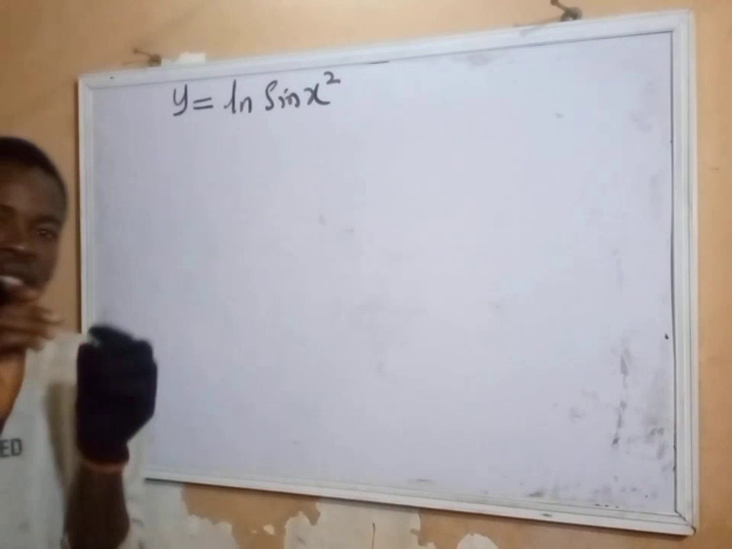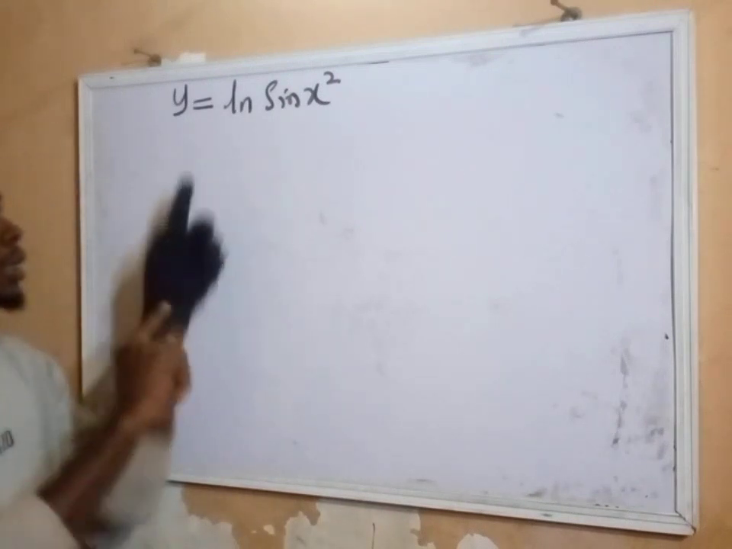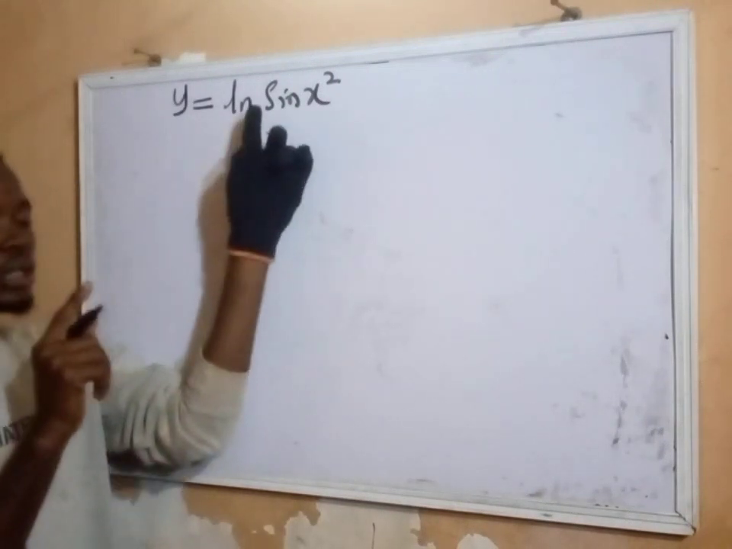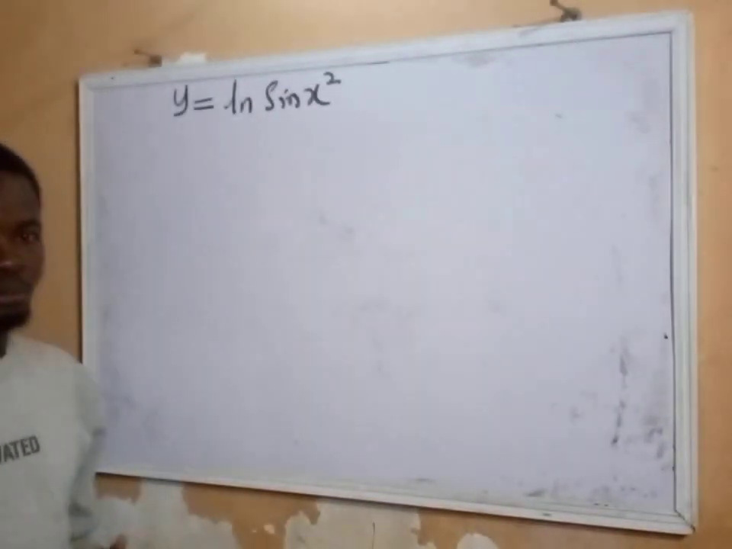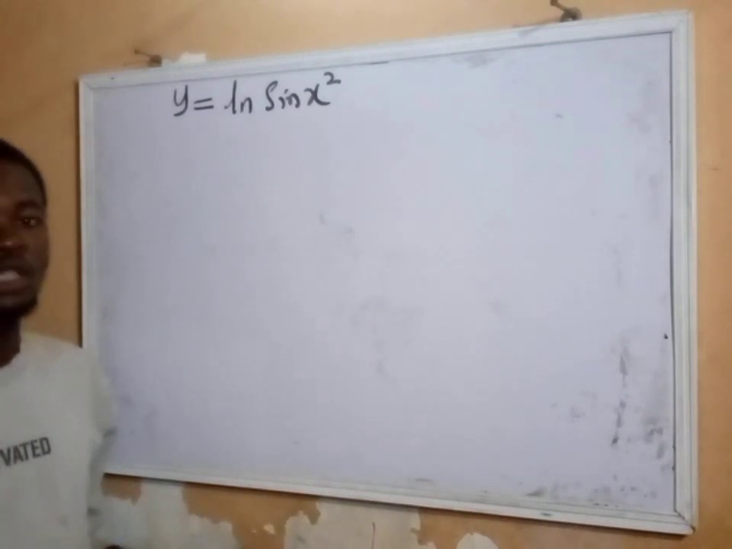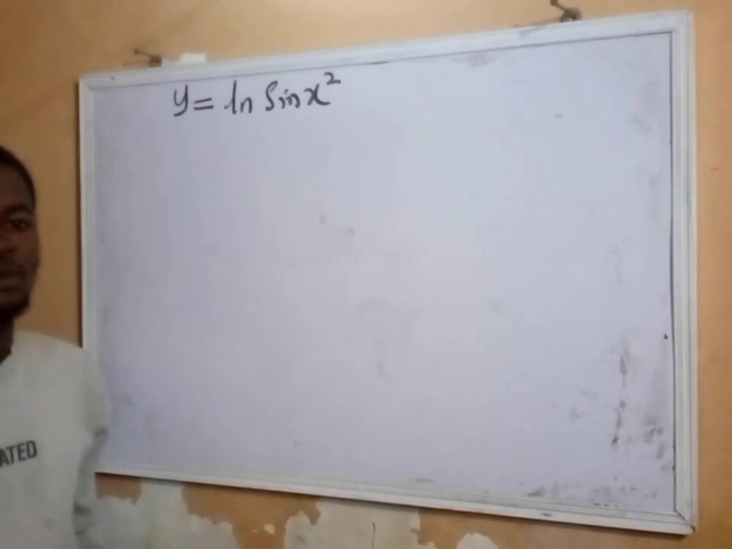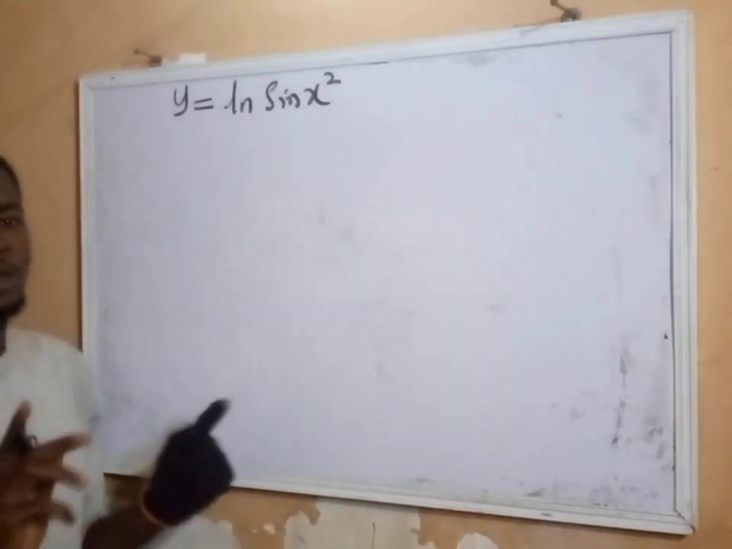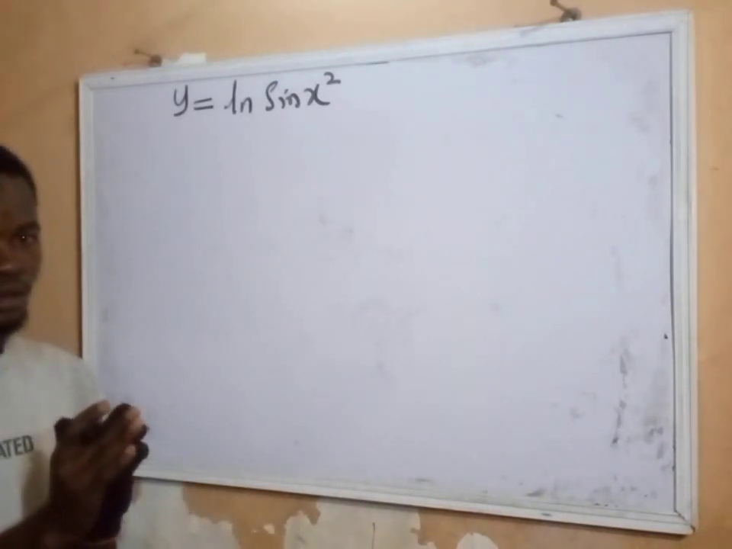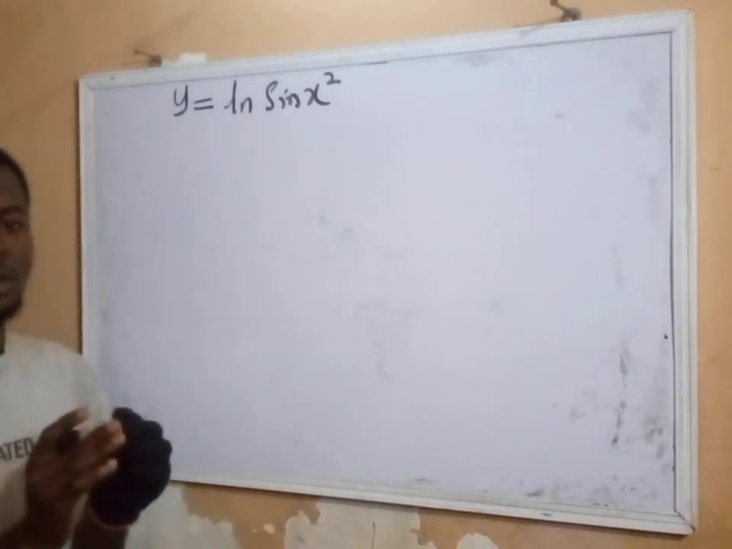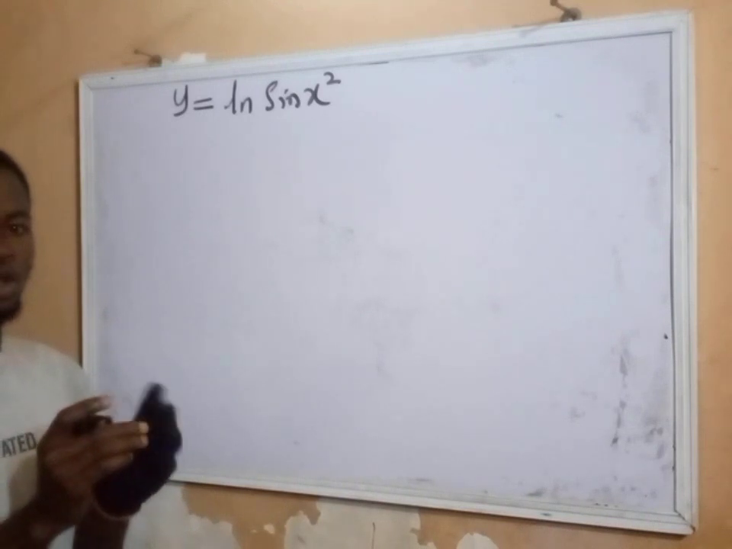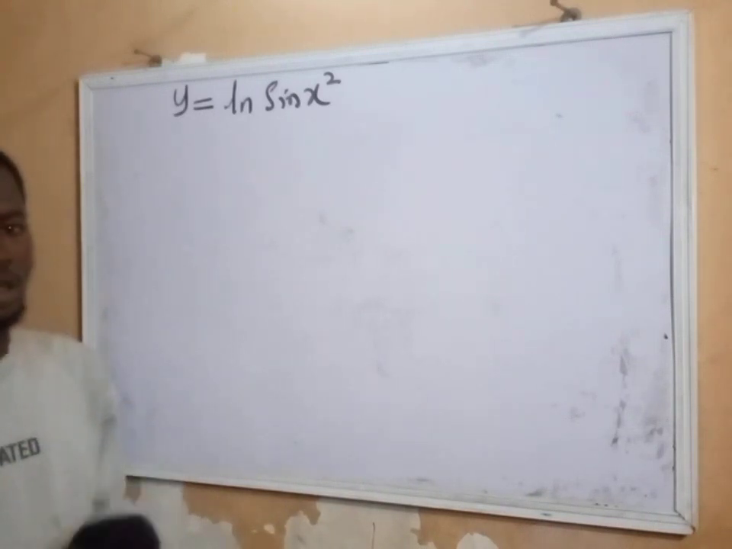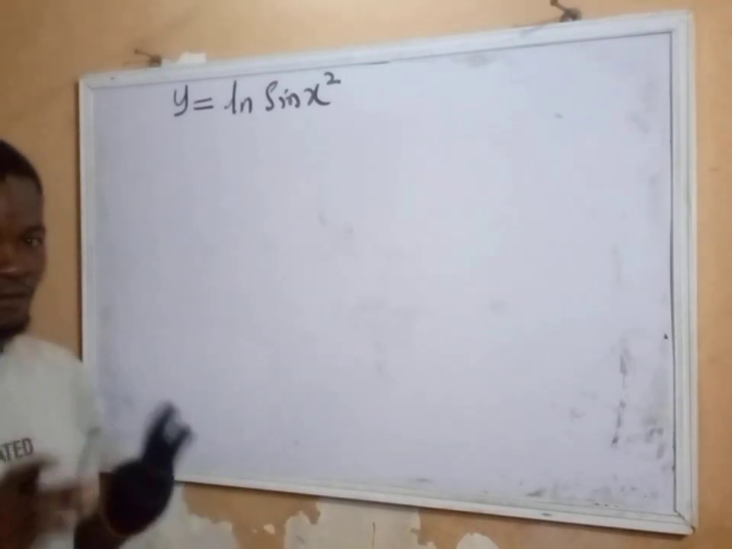You see, we have three different functions here: the logarithmic function, the trigonometric function, and the quadratic function. This is a typical example of a function of a function and differentiation. So to do this, we take it one after the other. Just take it easy on yourself, so that you do not get stuck along the journey. So let's take it one after the other.